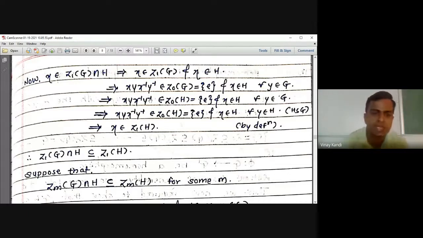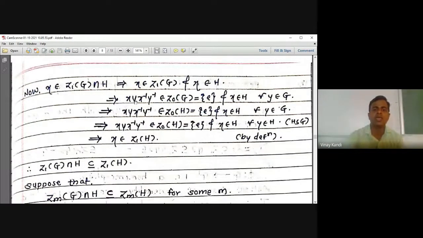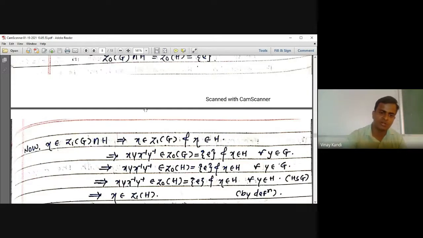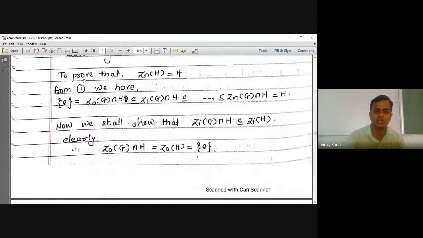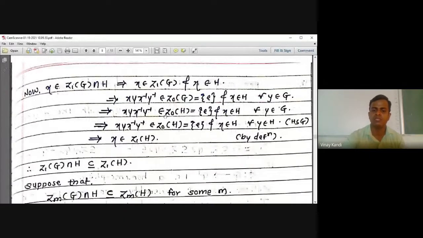What does this mean? Look at the second row. From the second row, x inverse belongs to Z0 of G, which is equal to singleton E, and x belongs to H for all y belongs to G. And the third row? x inverse belongs to Z0 of H. Okay, why have we taken Z0 of H here? Because Z0 of H is nothing but singleton E. Also, Z0 of G is equal to singleton E. That's why in the third row we taken Z0 of H.